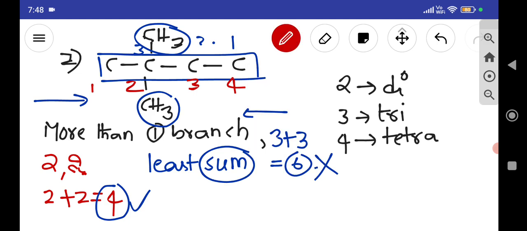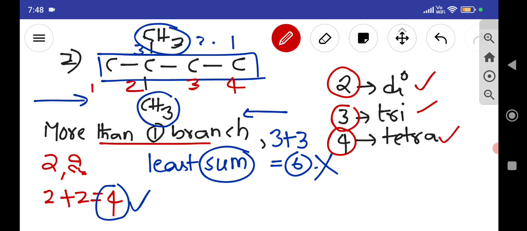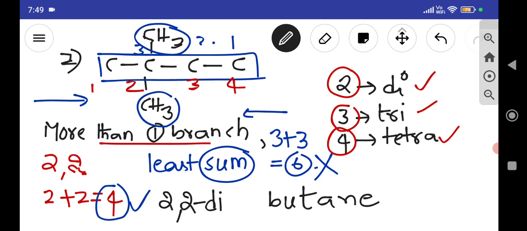Whenever you are having more than one branch, if there are 2 branches you will write a di. If there are 3 branches you should write a tri. If there are 4 branches you should write a tetra. So here we can consider again a root word. Root word for 4 carbons will indicate but. Single bond between the carbons, it will become butane. So at second position there are 2 methyl groups, therefore we write 2, 2 dimethyl butane.